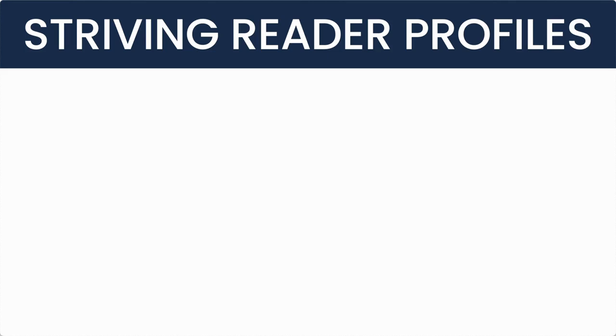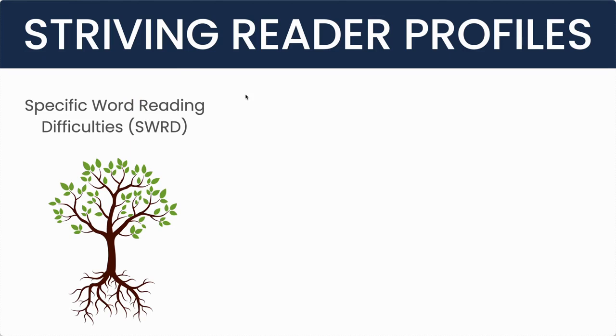So sometimes it will turn out that it's just one specific instructional area of weakness, but sometimes there is something else going on. And that something else could be a specific word reading difficulty. This can be called different things, but it can also be abbreviated as SWRD. This is when a child is struggling with reading words, as you might imagine.